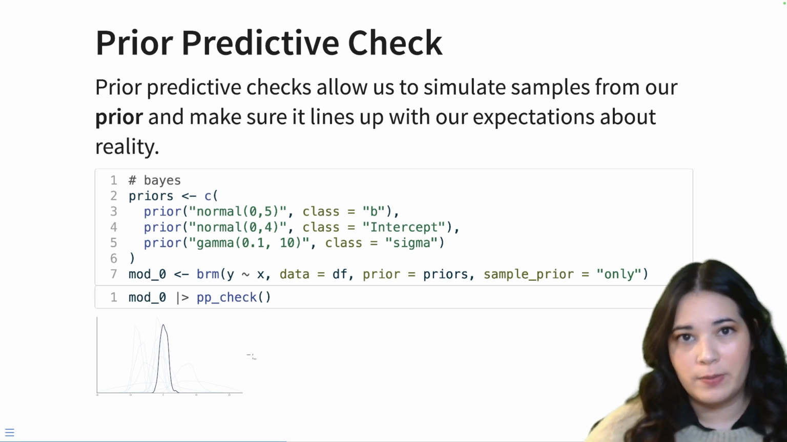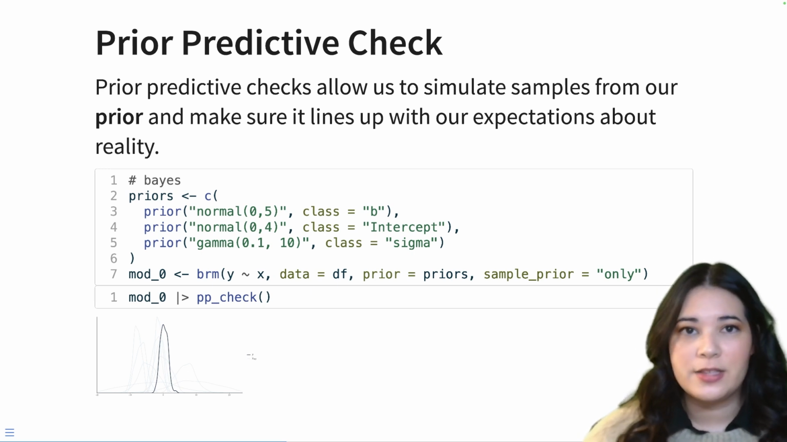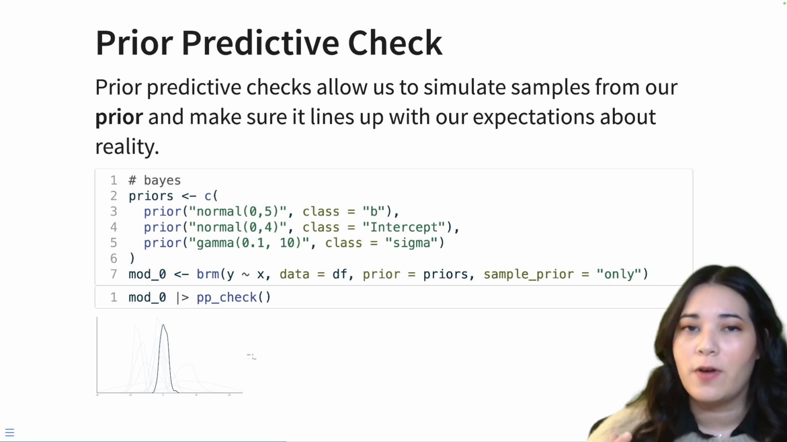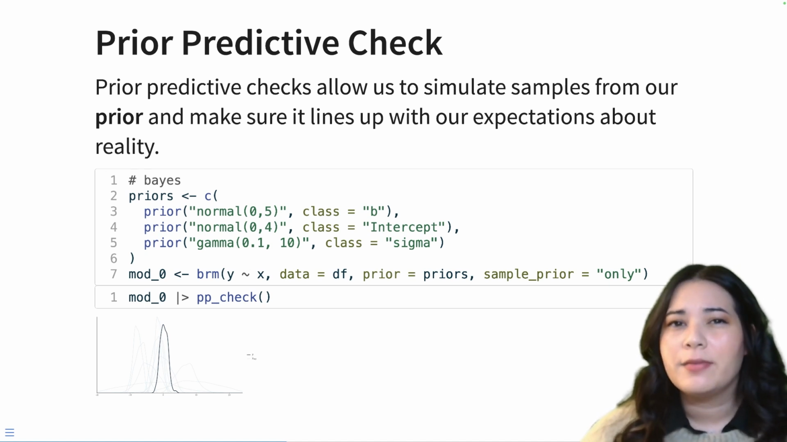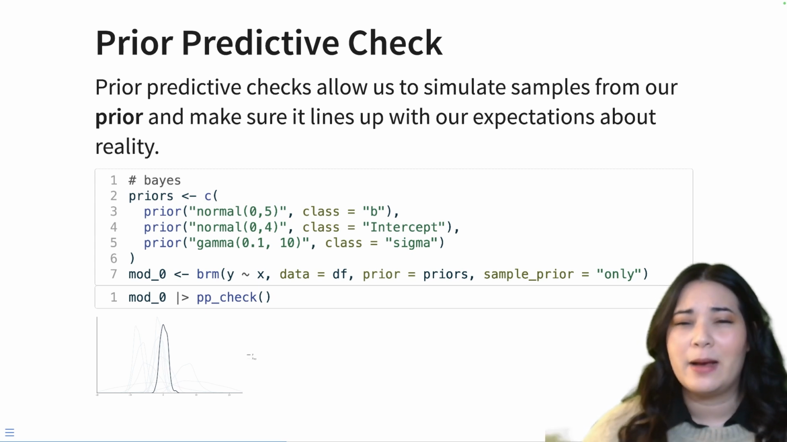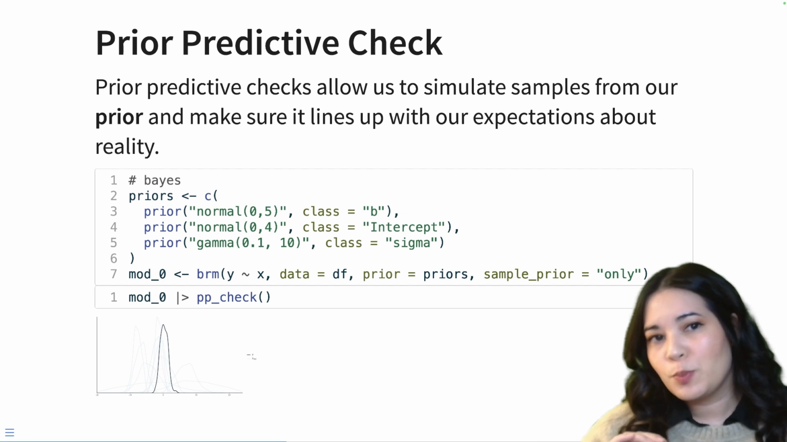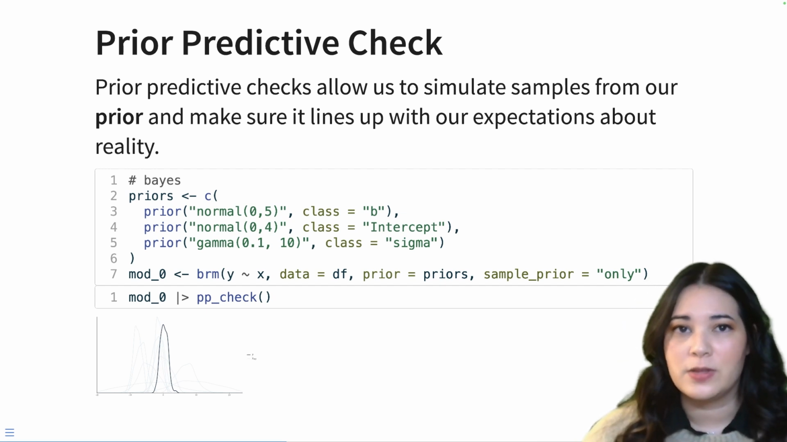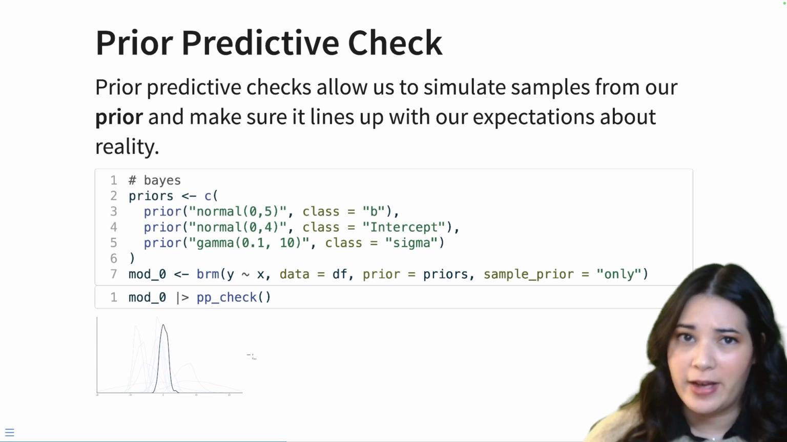Remember, our goal when building a model, Bayesian or not, is to create something that describes the world well. And so if our prior distribution allows us to generate samples of simulated data that make absolutely no sense, it's probably a sign that our priors themselves make absolutely no sense and that they should be modified in some way.